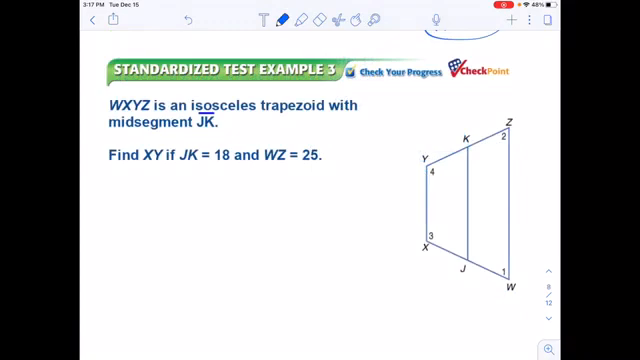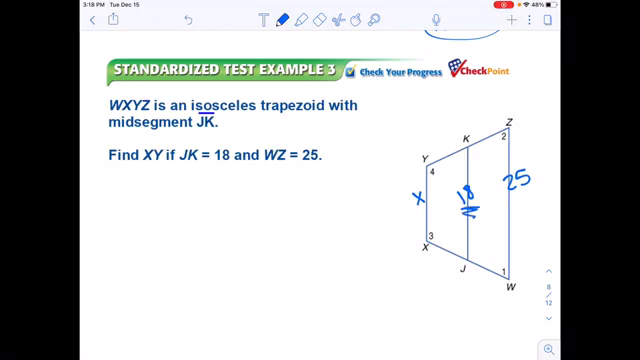So now we're going to do the same thing here, except we have to write things out. Notice these are just labeling the angles, nothing that has to do with this particular problem. We have WXYZ as an isosceles trapezoid with this mid-segment JK. So XY, we're going to find, so give it a variable. JK is 18, and WZ is 25. So we are going to go ahead and solve for X.